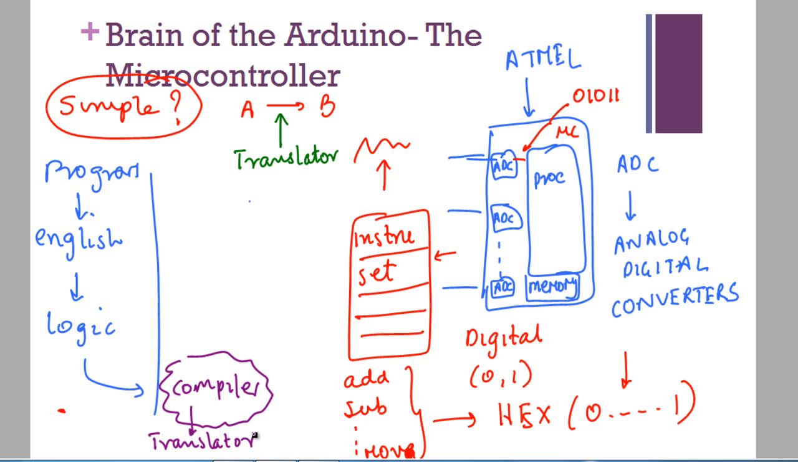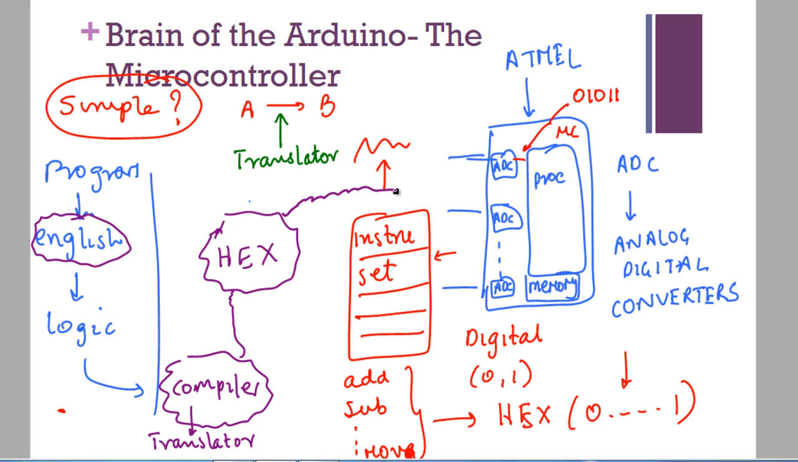So what does this translator do? The translator takes this so-called pseudo-English program, understands it, and then converts it into a more familiar form called a hex file. After that, I take that hex file and plant it into the memory of my microcontroller.